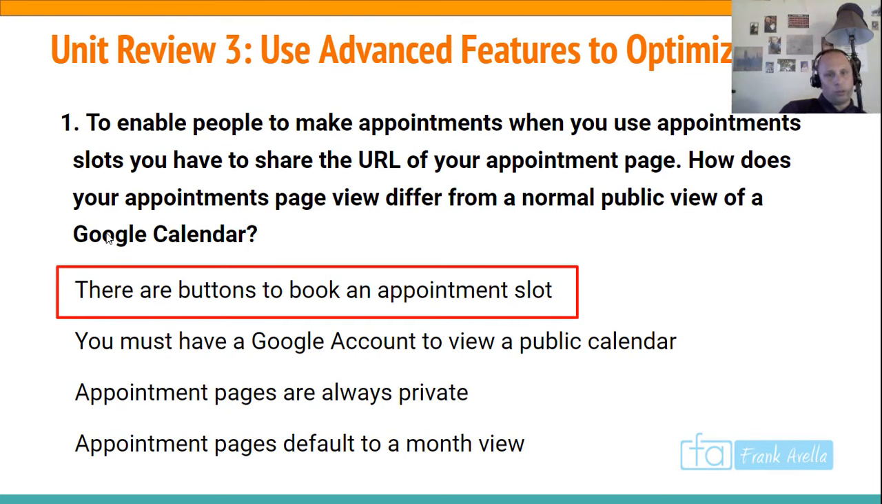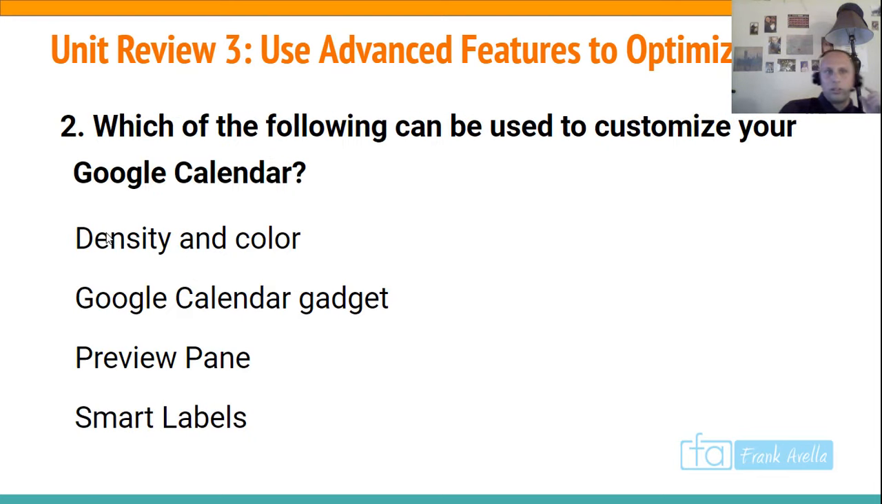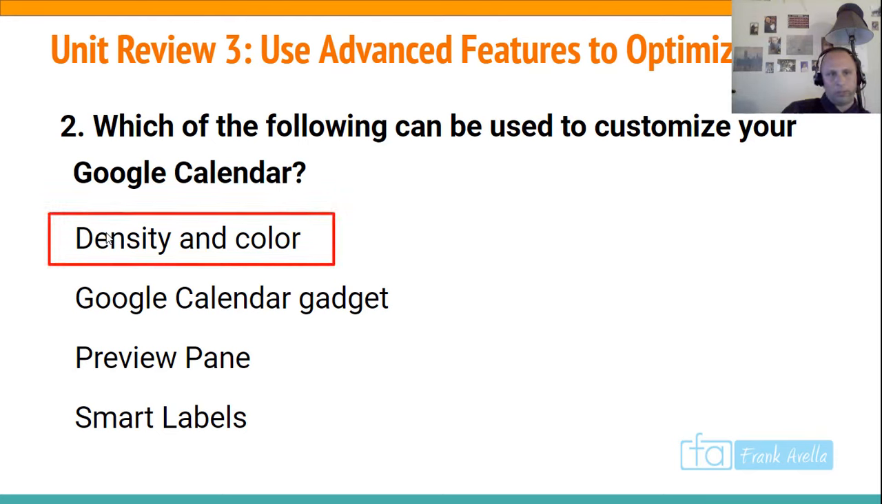All right, so you would know this by watching the video. There are buttons to book an appointment slot. Is your answer. All right, so number 2 now. Which of the following can be used to customize your Google Calendar? How do you customize it? Density and color, right? You could make them different colors and things like that. I think density is found in the upper right-hand corner. Actually, I think you have to press those 3 little dots now. They may have changed it. But again, it's all in the video.